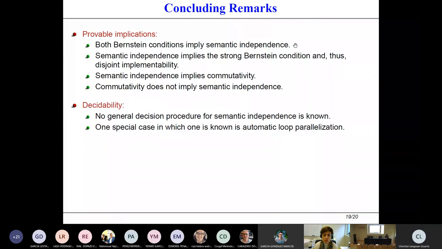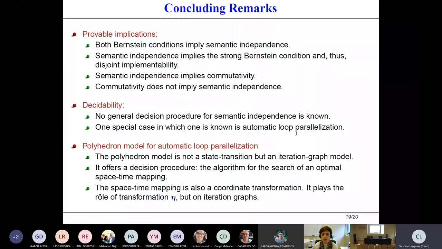And one domain in which I've been working for several decades, close to three decades, is that of automatic loop parallelization, in which you have a decision procedure that exposes parallelism. Not only that, it exposes optimal parallelism with respect to some objective function that you give it. And that is the polyhedron model. I told you at the start that I wanted to come to this. So I will close with a few remarks about it and then a small characterization of it.